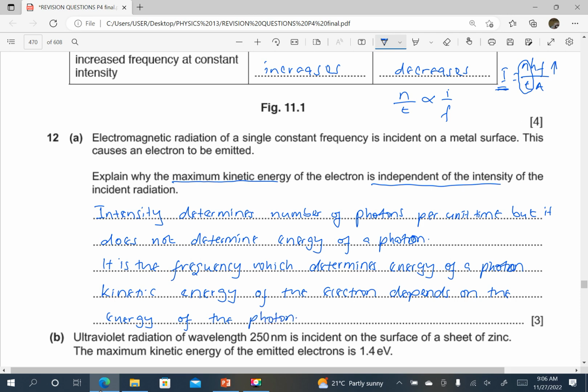So kinetic energy depends on the energy of the photon, but intensity does not determine the energy of the photon, it just determines the number of photons. That's why the maximum kinetic energy is independent of the intensity.